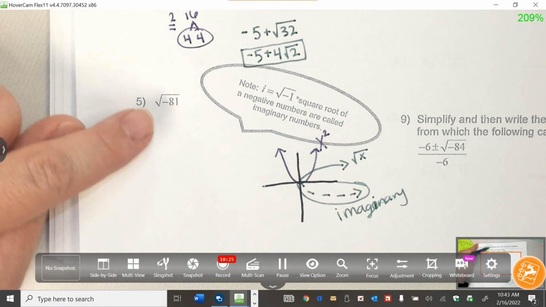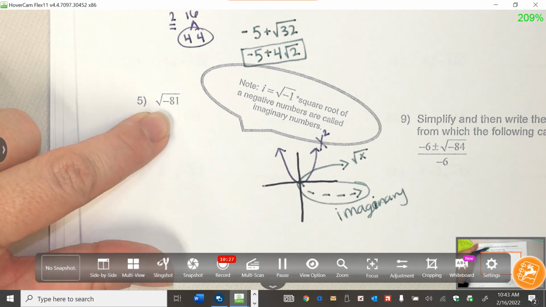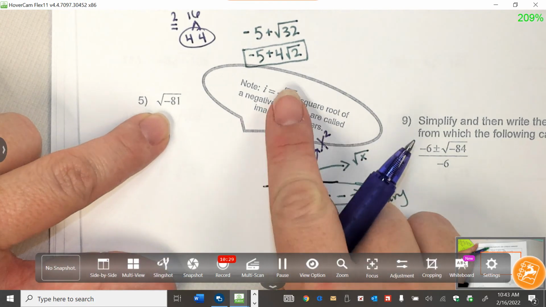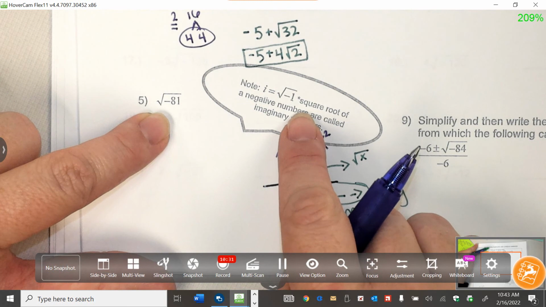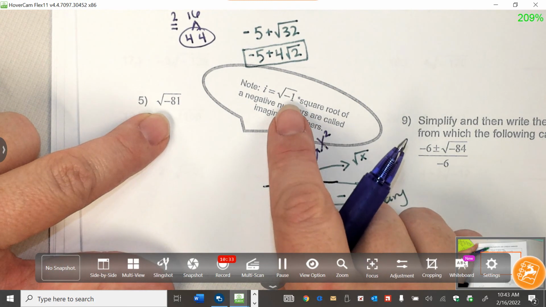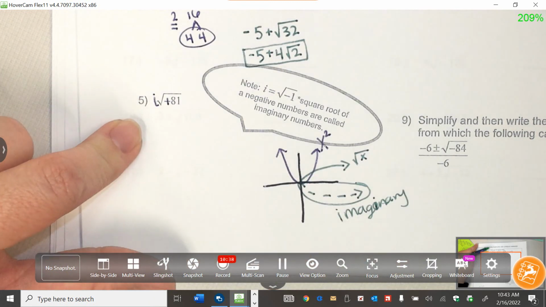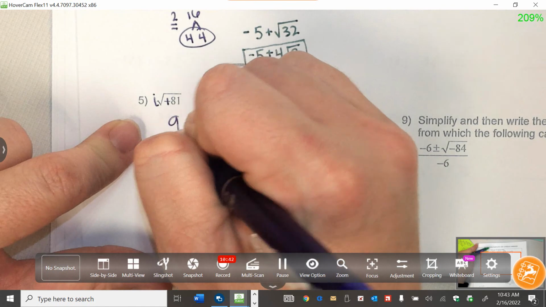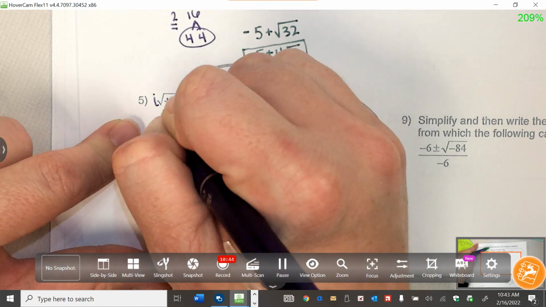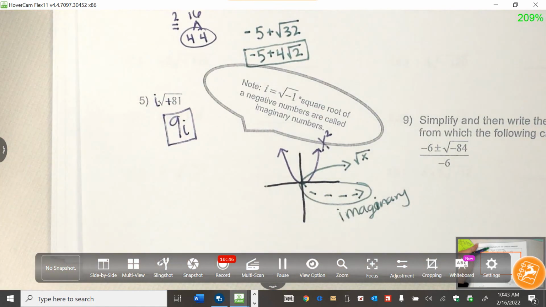Okay, now I have this. So what this means is i equals the square root of negative 1. So anytime you have a negative on the inside, you're going to put an i in front and make it positive. Well, what's the square root of 81? 9. So the answer is literally 9i. So it's just saying imaginary 9.